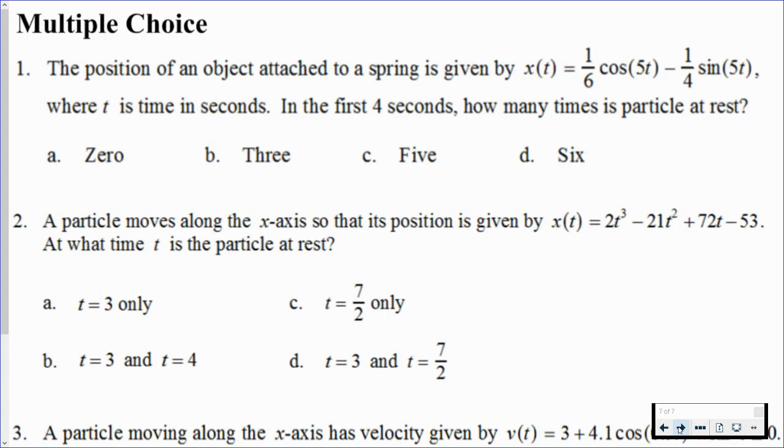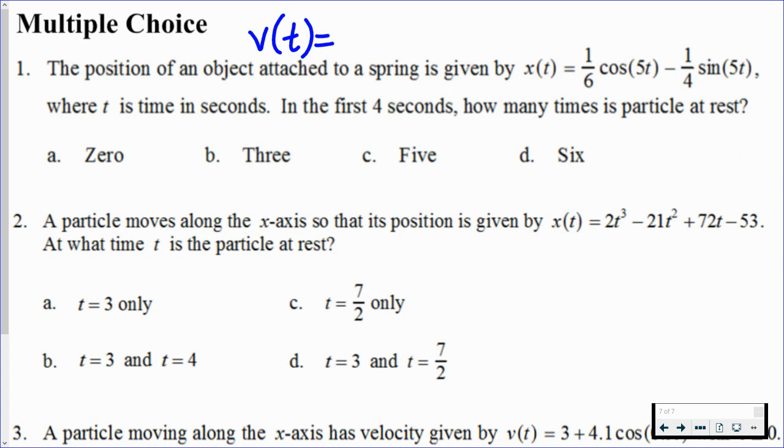All right, I've also got some multiple choice for you guys to take a look at. Position of an object attached to a spring is given by that function there, where t is time in seconds. In the first 4 seconds, how many times is the particle at rest? Guys, this is a calculator active question, okay? So we're going to use the calculator. First, we're going to find velocity, because we want to know when it's at rest. So let's find velocity.